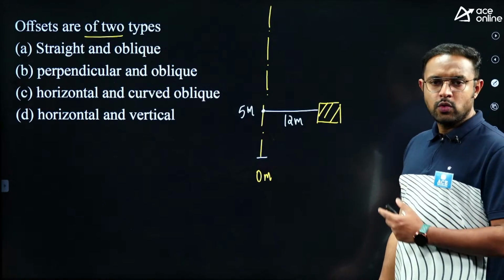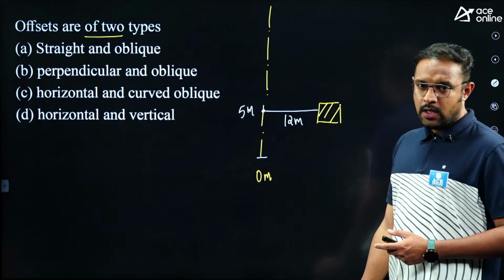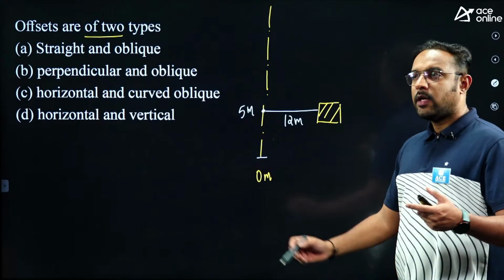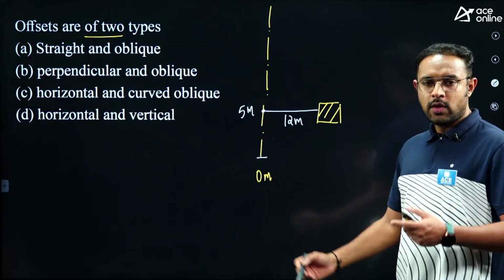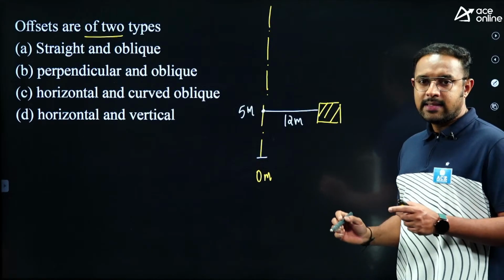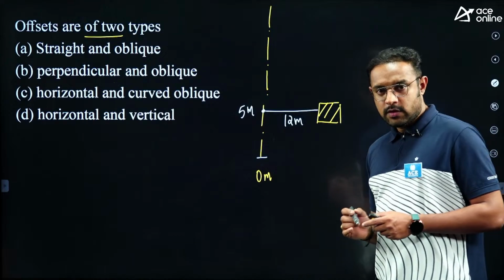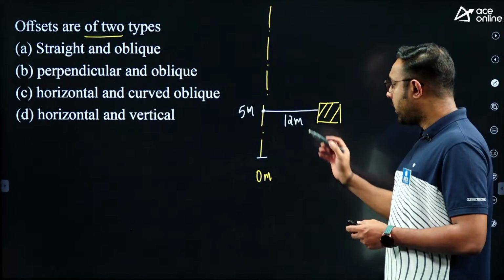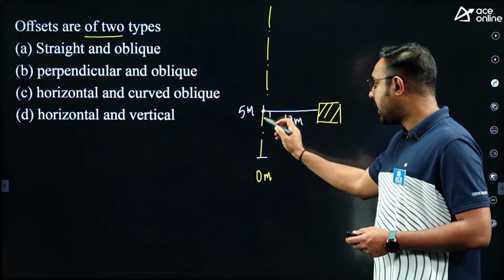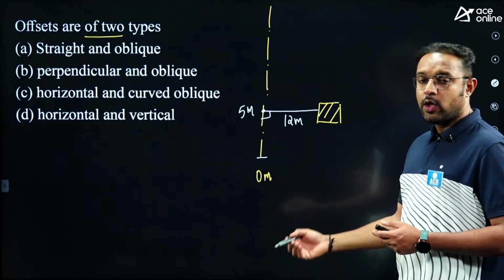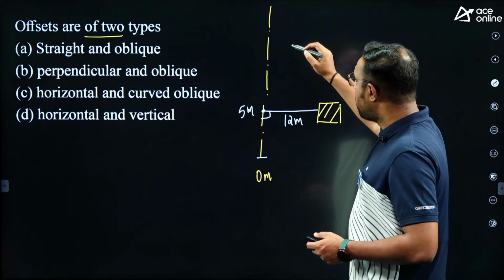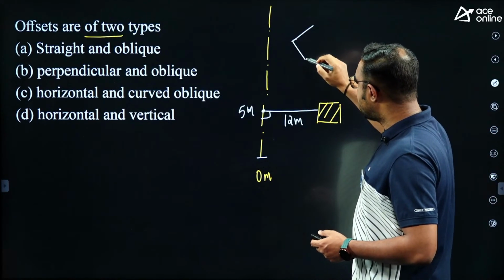The instruments that you use to measure offsets are tapes. Generally people say that tapes are used for linear measurements, horizontal distances and all, but the correct answer is tapes are used for measuring offsets. Please remember that. Here you see, this offset is exactly 90 degrees to my chain line, so we call it a perpendicular offset.